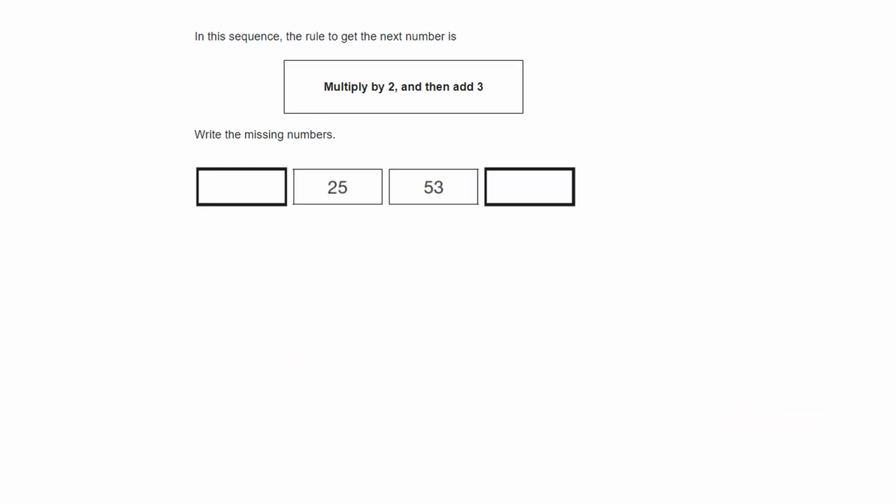Right, let's have a look at this question. In the sequence, the rule to get to the next number is to multiply by 2, then add 3. Write the missing numbers. So slightly trickier than just an addition or a subtraction. So let's work forward first because they've told us that the next one in the sequence, I've got to multiply by 2, then add 3. So I've got 53 times 2, so we're doubling it.